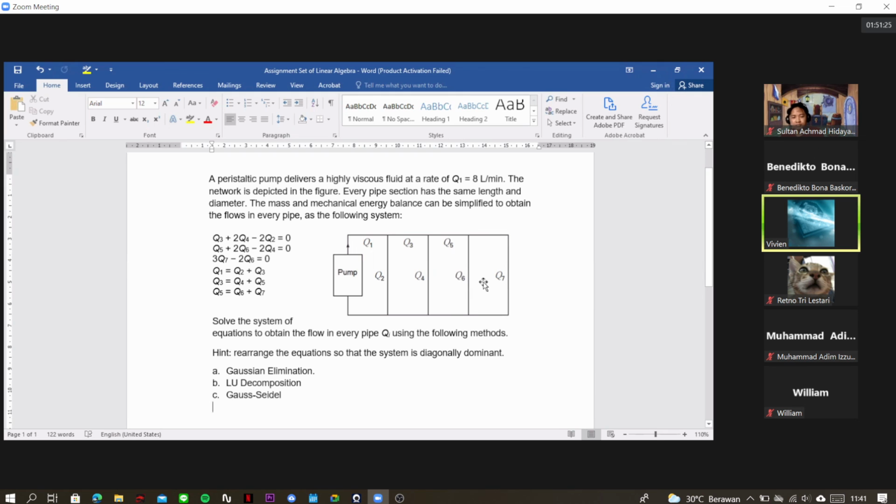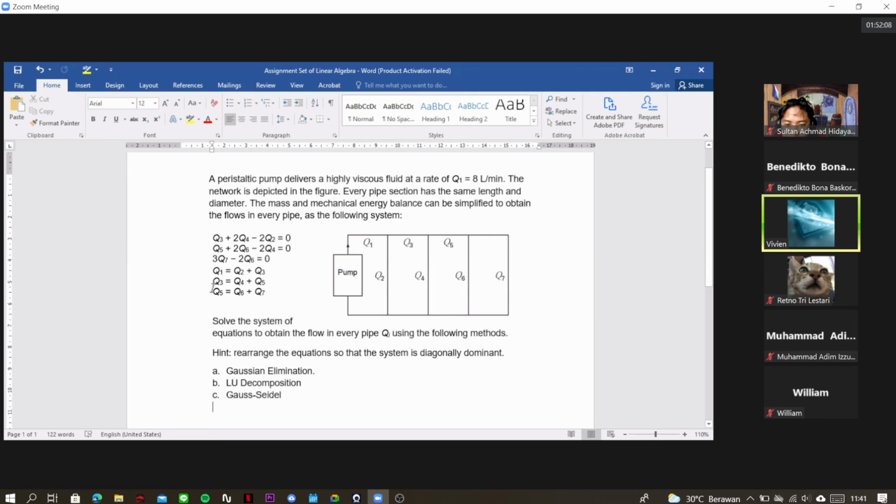Here we assume that every pipe section has the same length and diameter, so that the pressure drop will be more or less similar. The mass and mechanical energy balance can be simplified to obtain the flows in every pipe, so that here we have this set of equations. The system here is already provided. Now, the question is how to find the flow rate for each of the pipes. Here we have 1, 2, 3, 4, 5, 6. We have 6 equations.